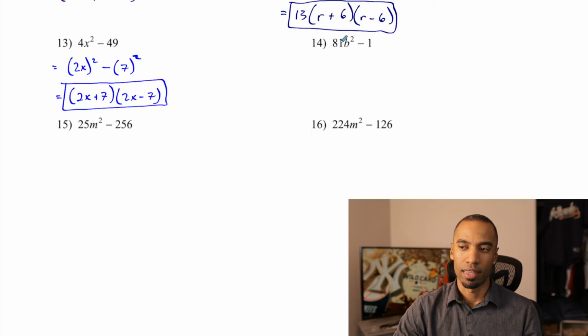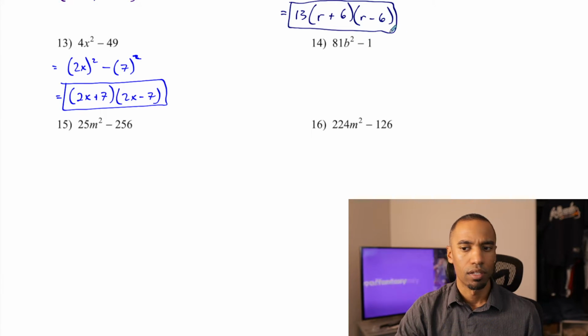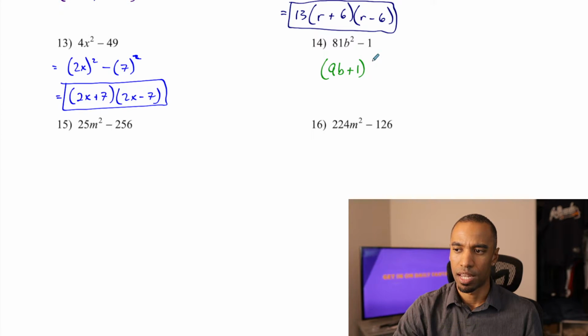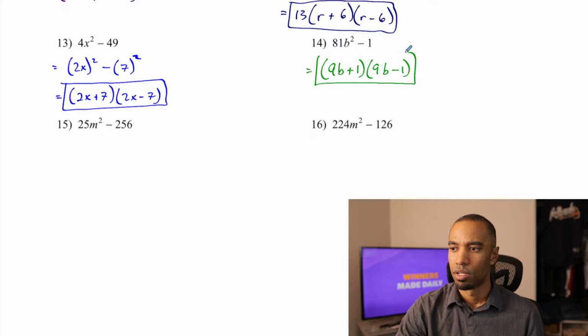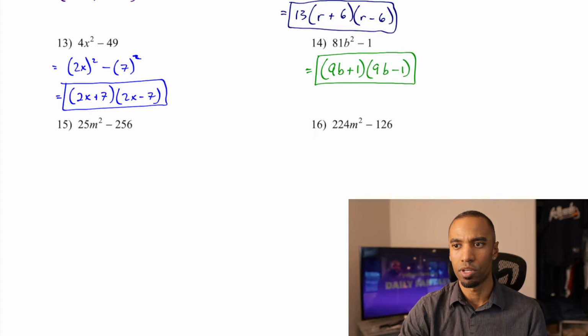All right, 81, that's 9 squared, and obviously the b is there. And then 1 is 1 squared, right? So when we take that, that's 9b plus 1 times 9b minus 1. I'm going to stop on that problem there. That's it. That's what that equals. All right, good recognition. Hey, just moving on forward, guys. These go fast when you know what you're doing.